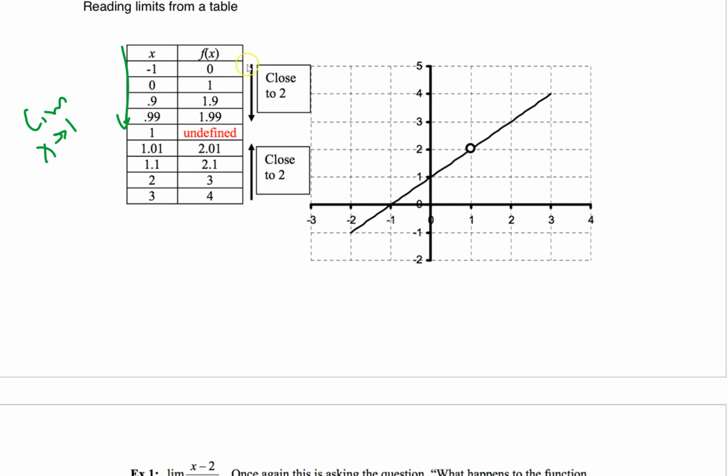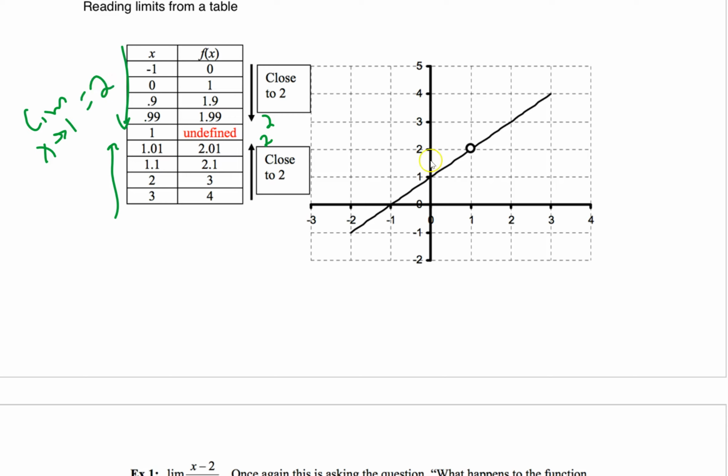Look at the values here. They're getting close to 2. So as you get close to 1 from the left, or from below, it looks like we're getting close to 2. As you get close to 1 from the other side, from above, from the right, look at the values. It's also getting close to 2. So they match. My limit is 2.